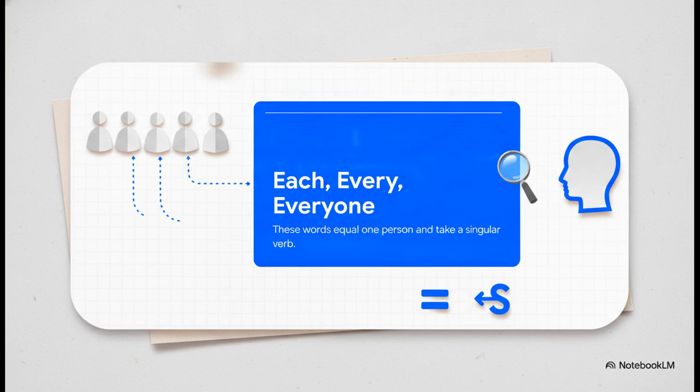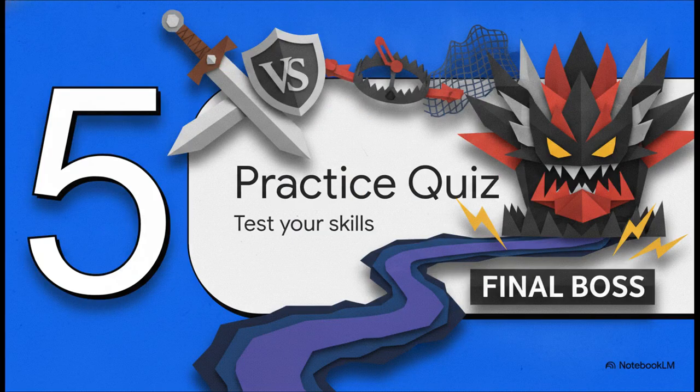I know, it feels so weird to say everyone is ready when you're looking at a room of 50 people, but grammatically, you're singling them out one by one. Each student has a book. Every child likes stories. Just lock that rule into your memory.